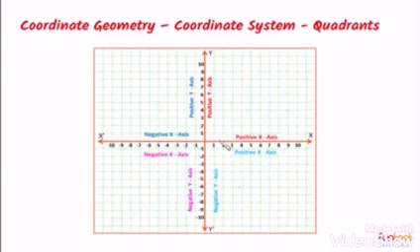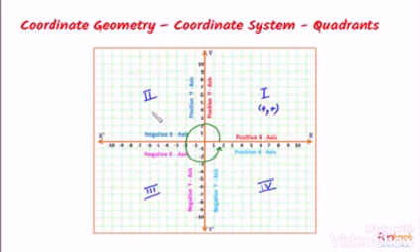These quadrants are numbered in an anti-clockwise manner like this. So this is the first quadrant, this the second, this the third, and this the fourth. Points in the first quadrant have their x-coordinate as well as y-coordinate as positive. In the second quadrant, the x-coordinate is negative and y-coordinate is positive. In the third quadrant, both x and y coordinates are negative. In the fourth quadrant, x-coordinate is positive and y-coordinate is negative.